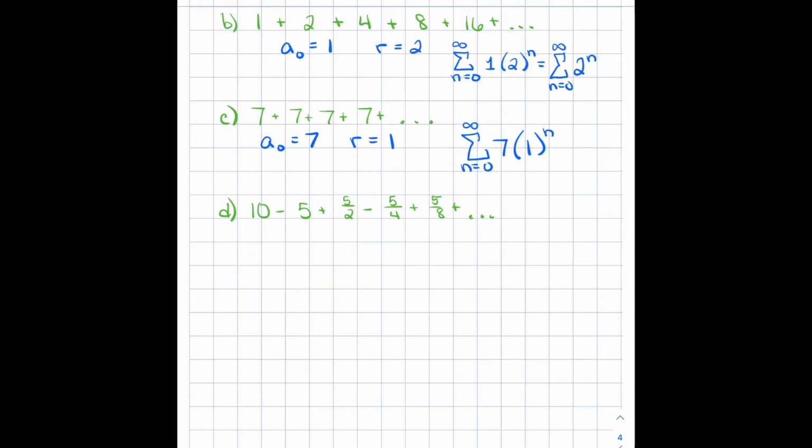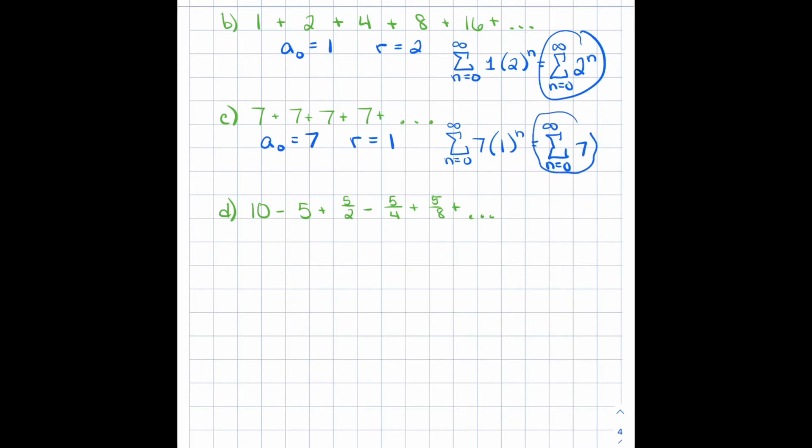That's a geometric series. First term is 1, common ratio 2. This next one, I do not need to write that 1 to the n power, but I just wanted to continue on with the pattern. So what you could do is write this as the sum from n equals 0 to infinity of 7. I just wanted to show you that geometric series setup.